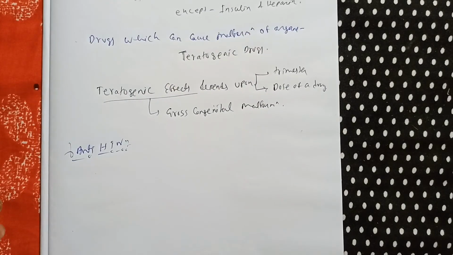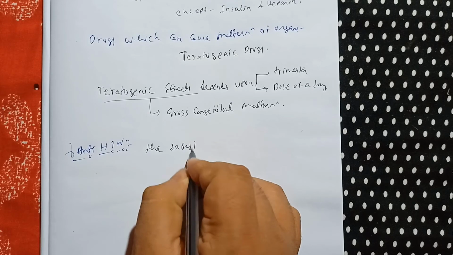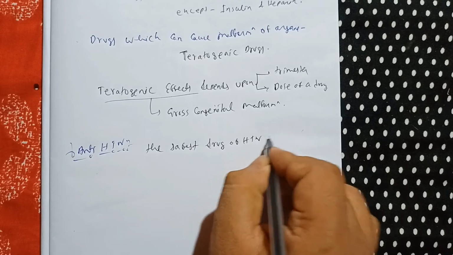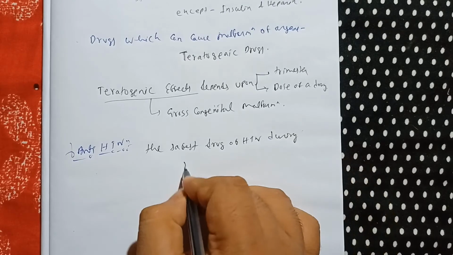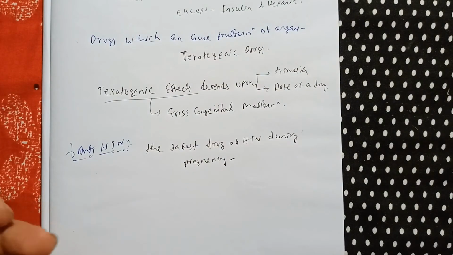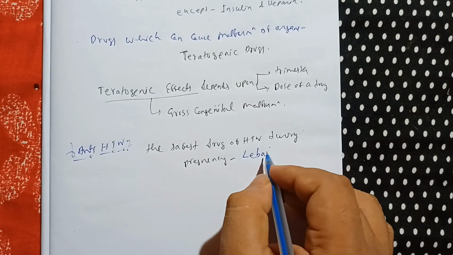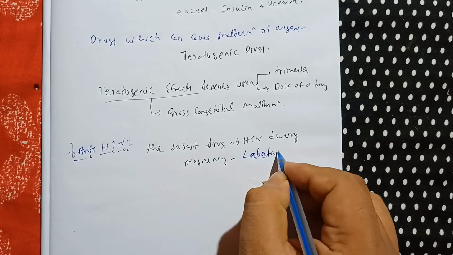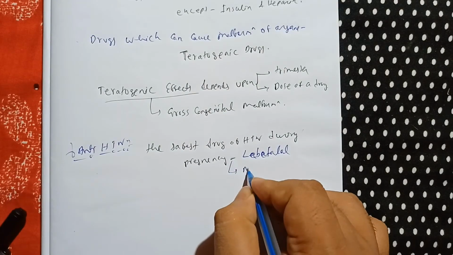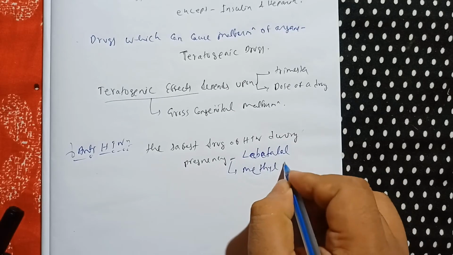Now the safest drug of hypertension during pregnancy is labetalol. Along with labetalol, we have one more drug, methyldopa. You can also use it, but the drug of choice you should say is labetalol. Methyldopa we can also use here.